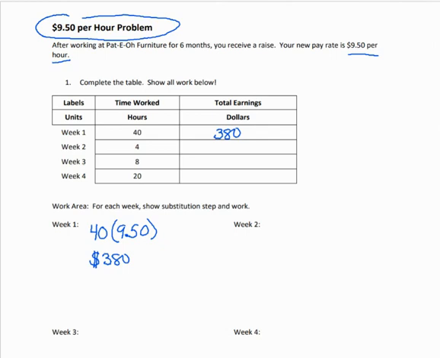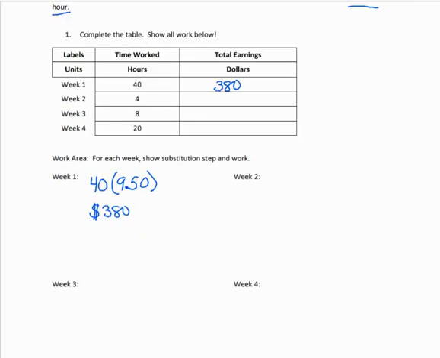Why doesn't everybody take a moment to figure out your earnings for week 2, week 3, and week 4? Make sure you are showing out your work below, and then go ahead and fill them into the chart. Okay, so go ahead.